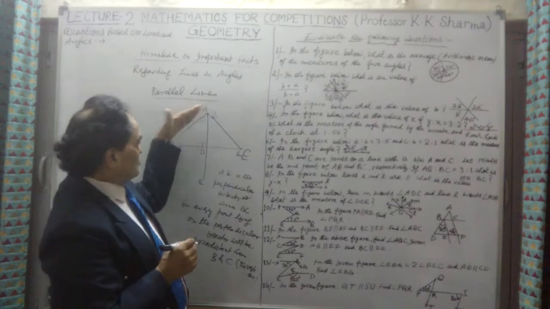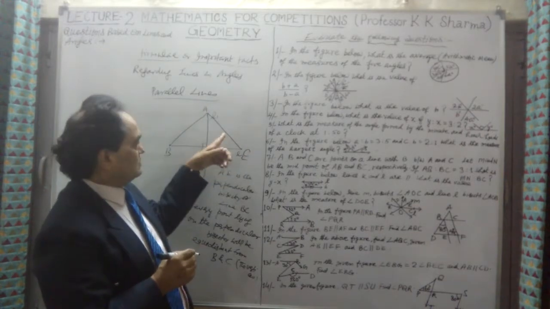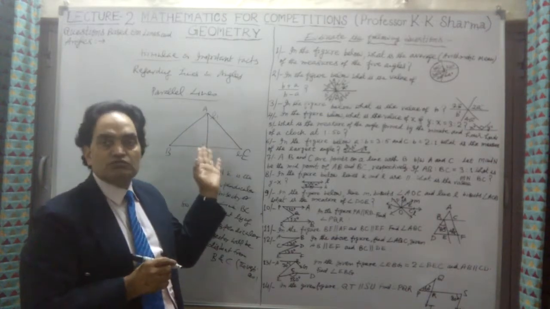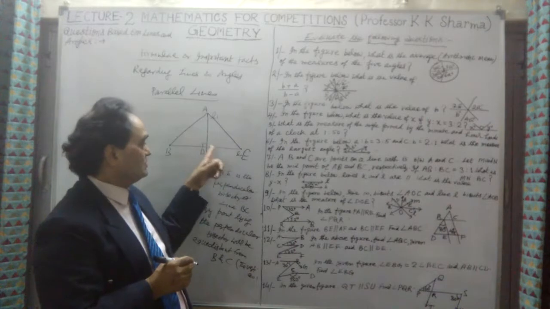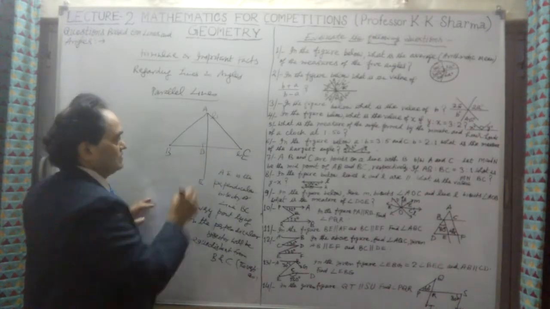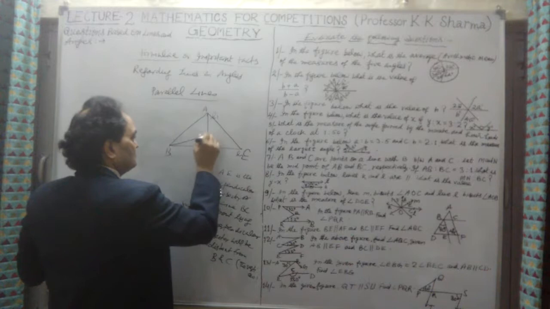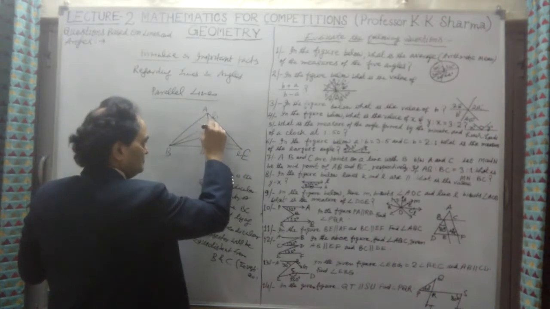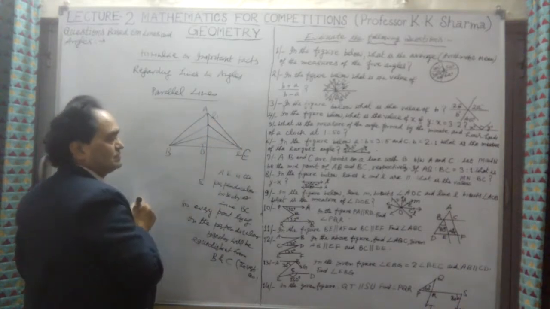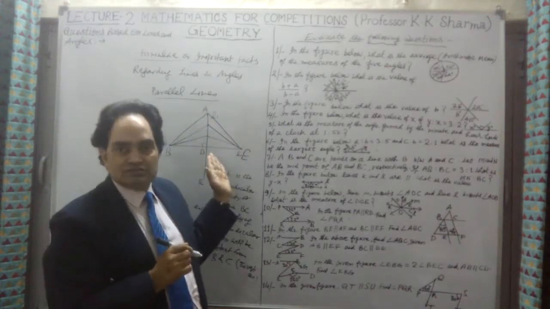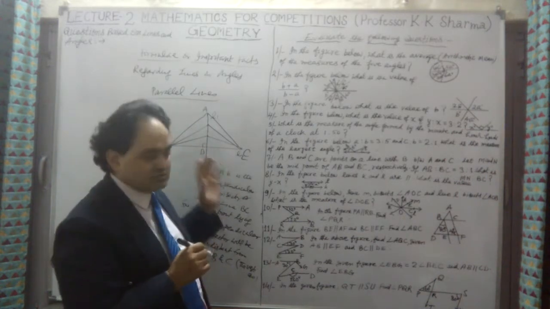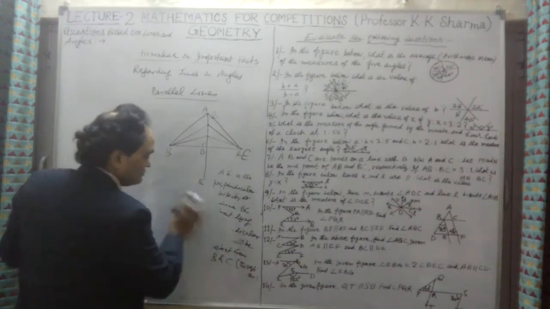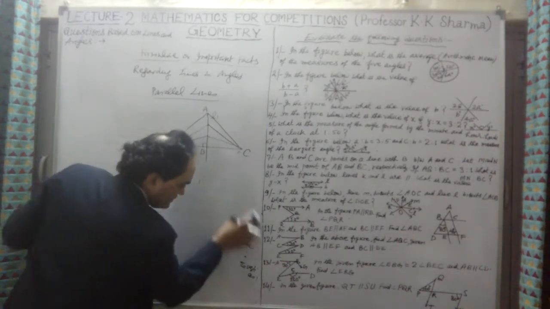Okay, or we can say AB, AC. If I take any point on this line, that point will be equidistant from B and C. If I take any point here, it will be equidistant from B and C. Every point lying on the bisector will be equidistant from the two vertices B and C. This is about the perpendicular bisector of a line.